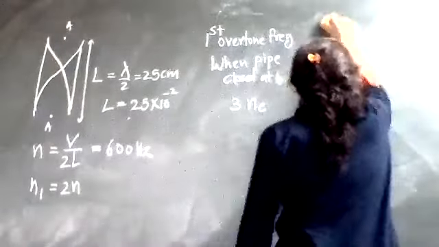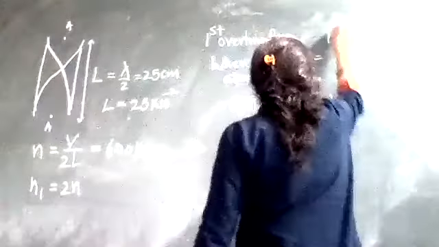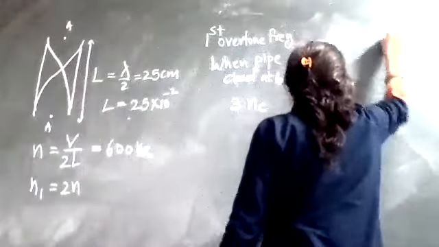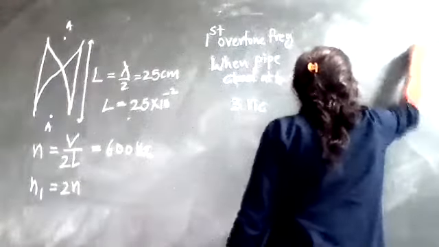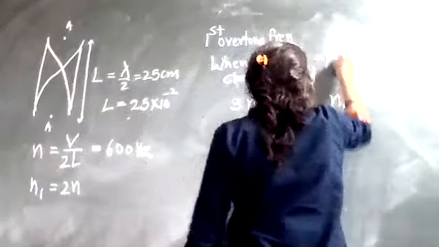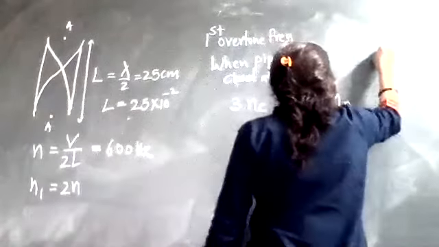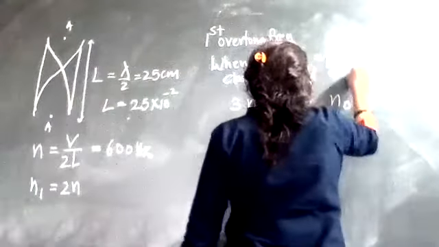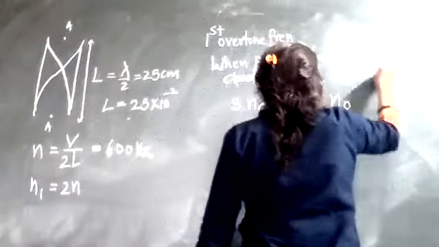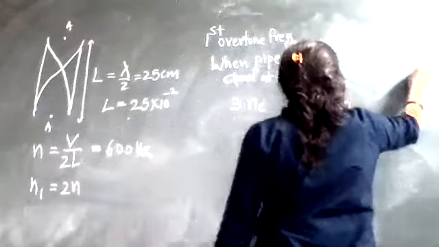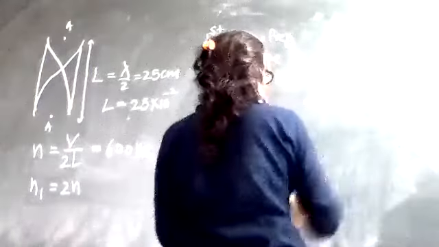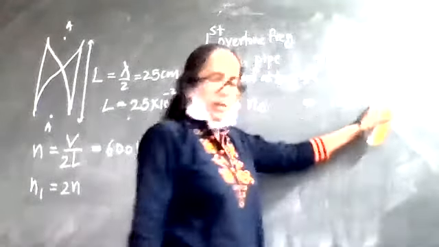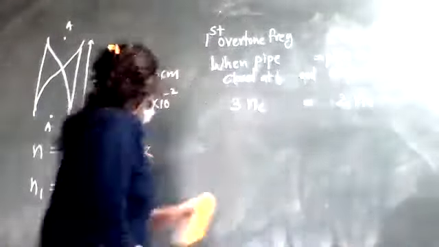Sorry, here it is given: the first overtone frequency when the pipe is open at both the ends, it is equal to 2 N0. Here O means open end, C means closed end.